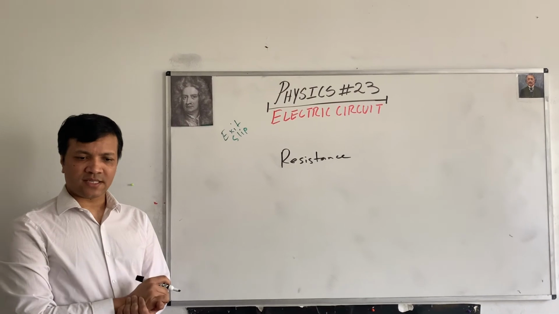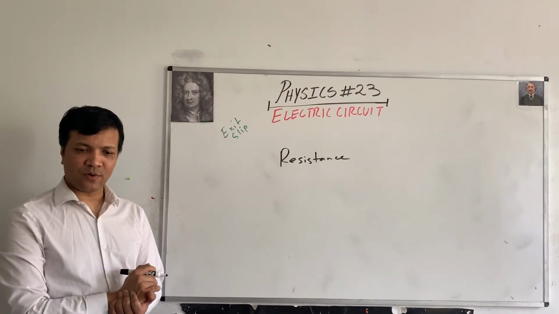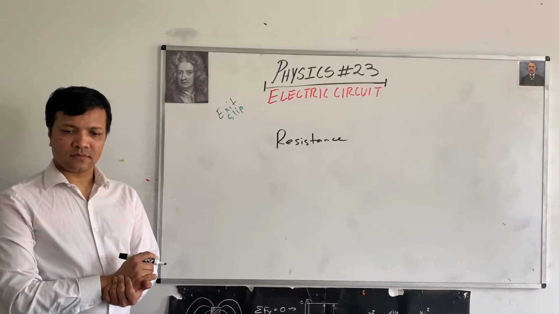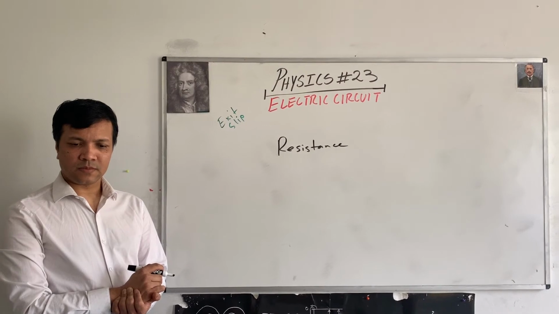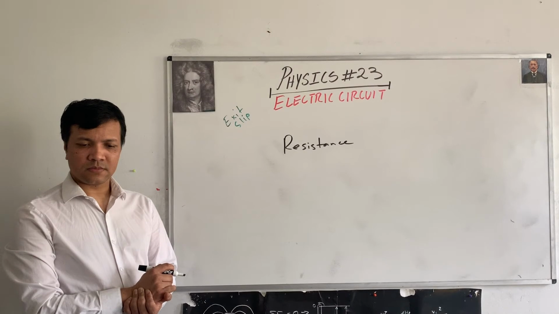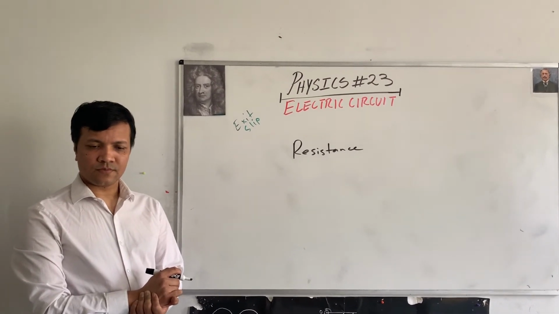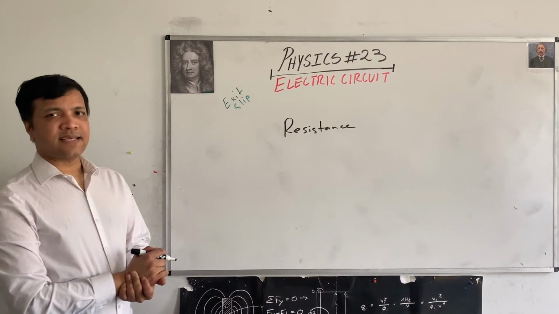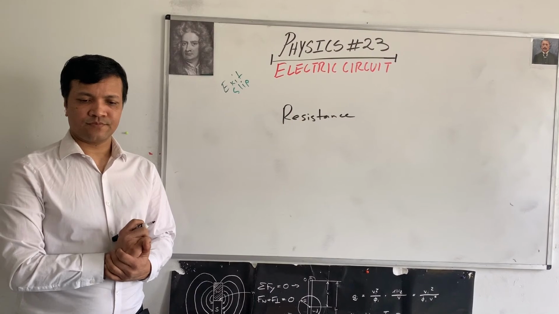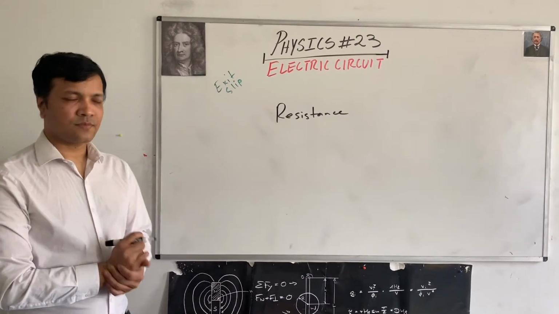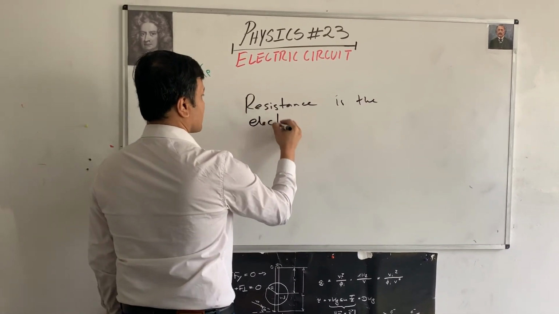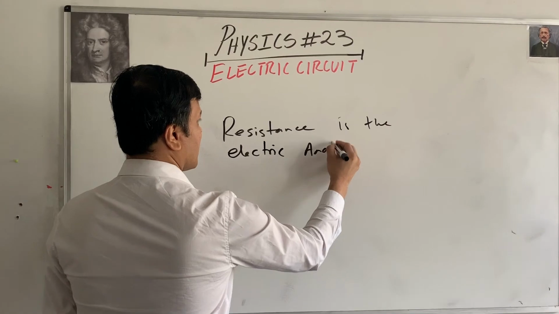Can you explain it again? If you remove the voltage, what happens? Then the atom becomes unbreakable in the wire, because the voltage doesn't supply the charges with the energy they need to break the atom. So this is analogous to what? Friction. Resistance is the electric analog of friction.